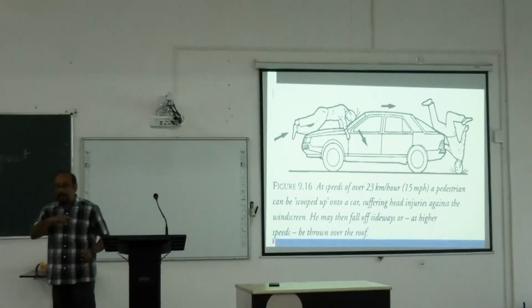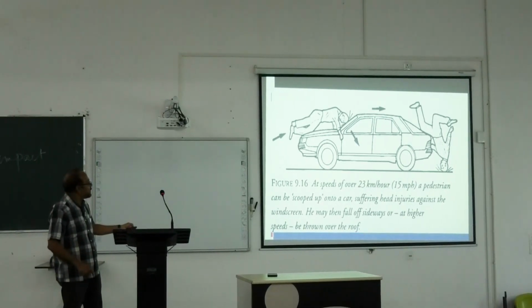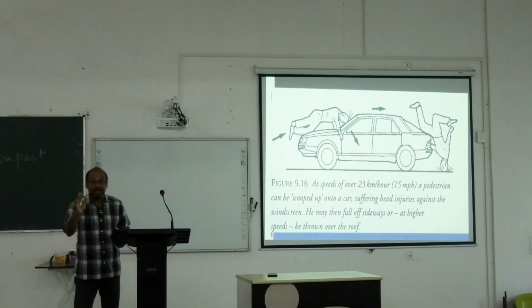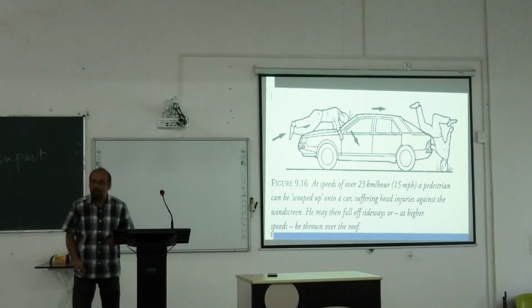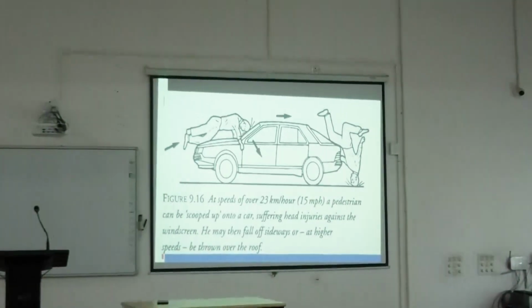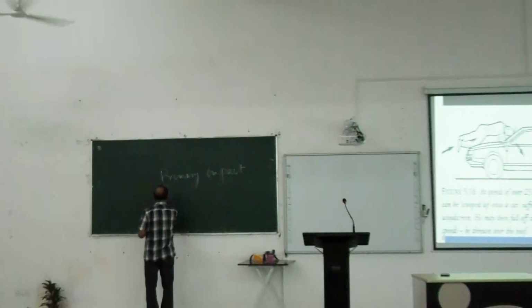So after the primary impact, when he topples over and hits, you see here the head impacted over the windshield. So there will be injury. That is not the direct hit, but that is called the secondary impact injury. Primary impact injury, secondary impact injury.